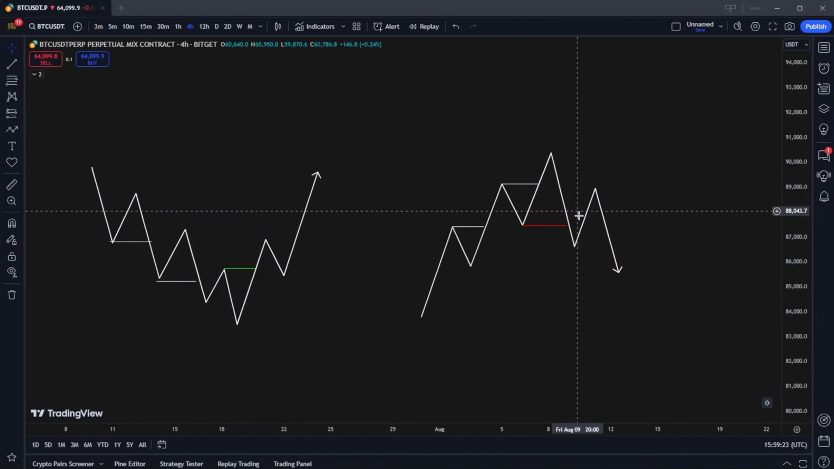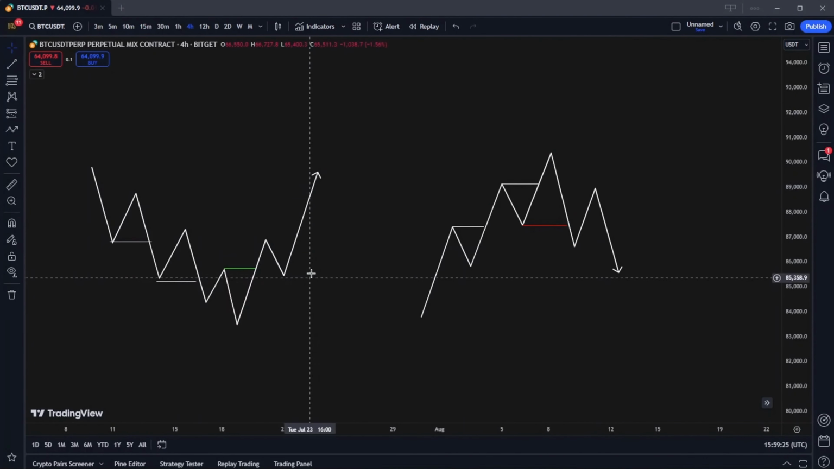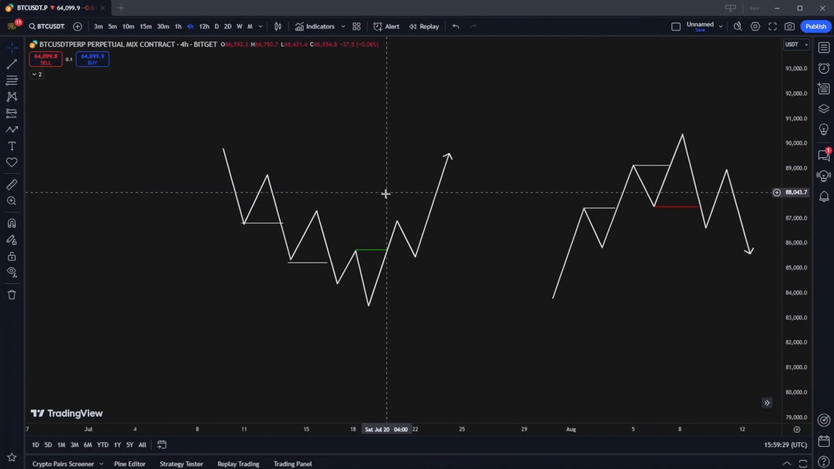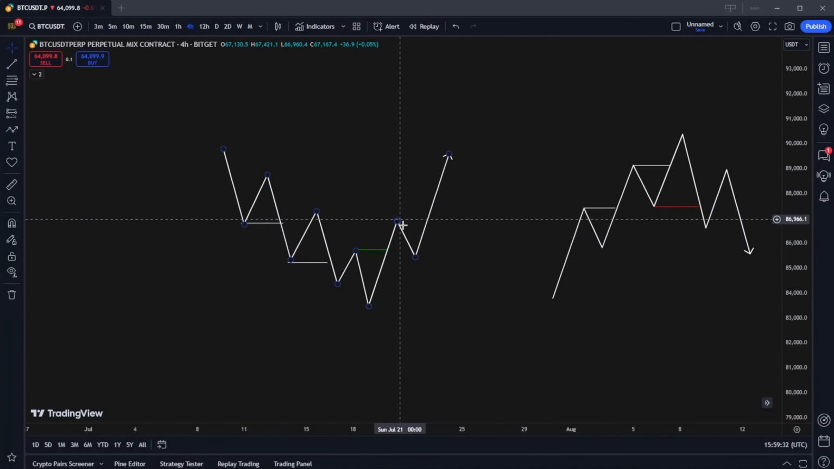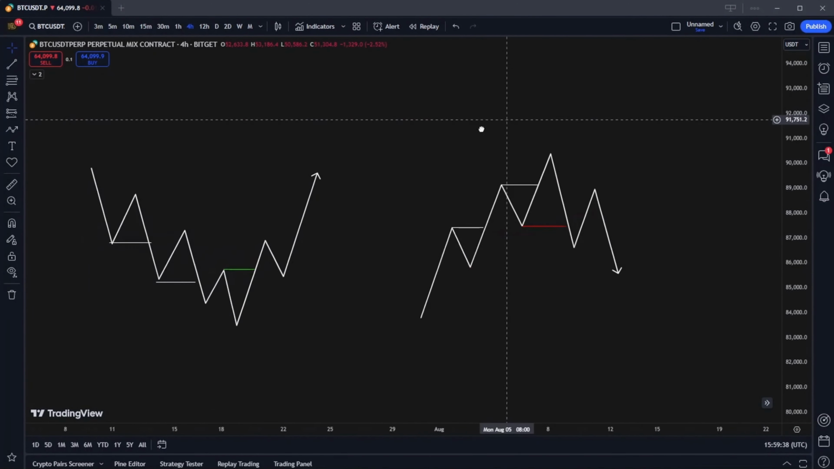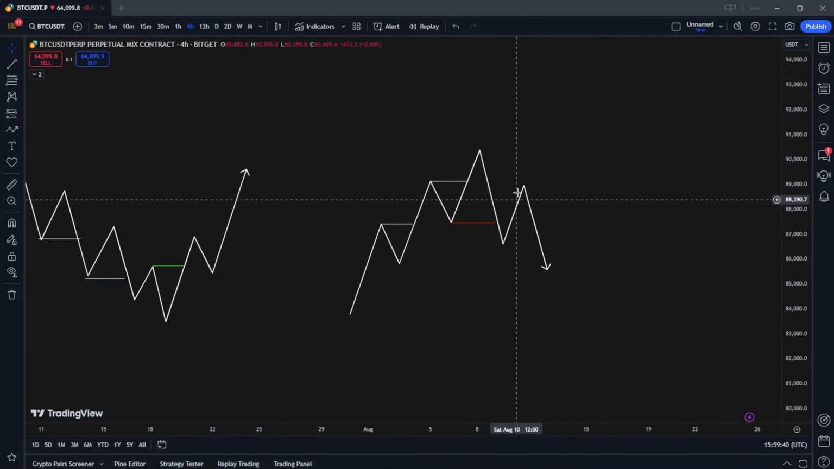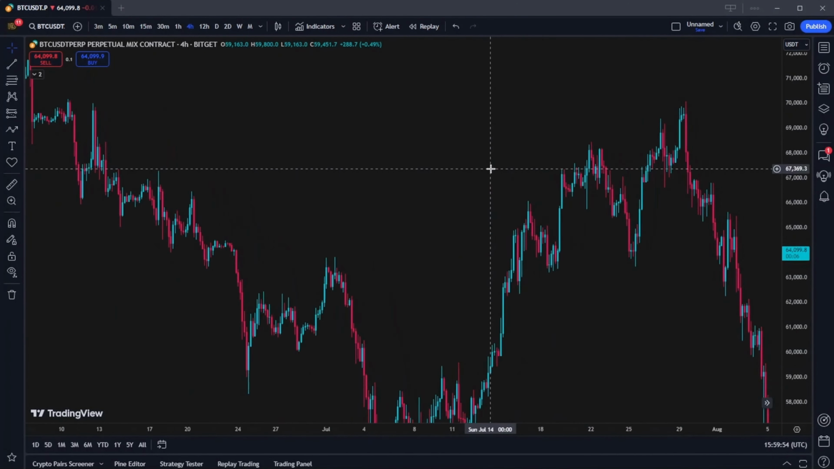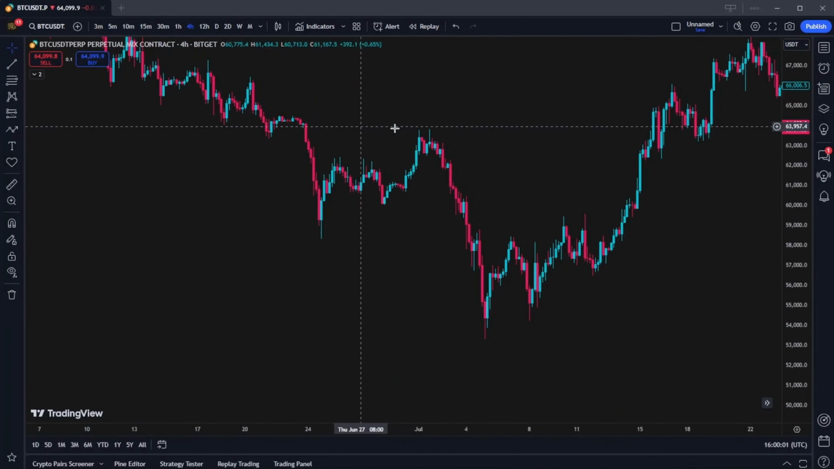And then what you'll usually notice, and the easiest way to determine whether a change of character has occurred, is whether in a downtrend, we create a higher high and a higher low. That will usually signify that the change of character has occurred and that we should see a reversal. And the same here, when we get a lower high and a lower low confirmed, this will signify that we are changing direction. So on the charts, if we go on here, we can see we were in a downtrend.